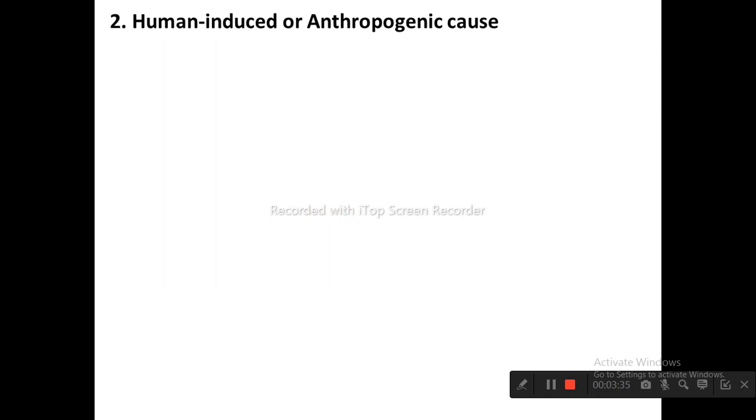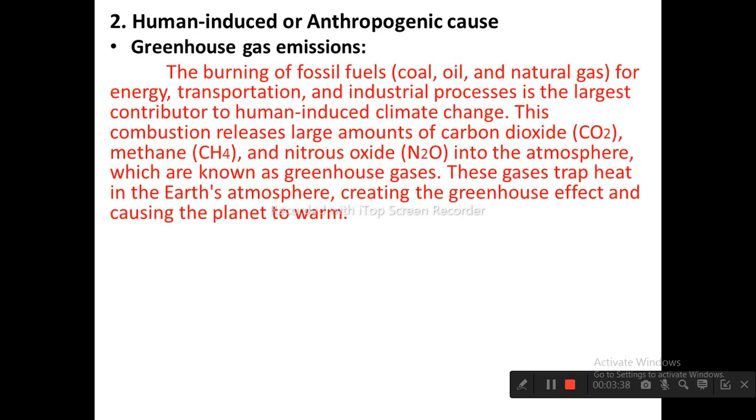Human-induced or anthropogenic cause. First one is greenhouse emission. The burning of fossil fuel for energy, transportation, and industrial processes is a large contributor to human-induced climate change. This combustion releases large amount of carbon dioxide, methane, and nitrous oxide into the atmosphere, which are known as the greenhouse gases. These gases trap heat in the Earth's atmosphere, creating the greenhouse effect and causing the planet to warm.